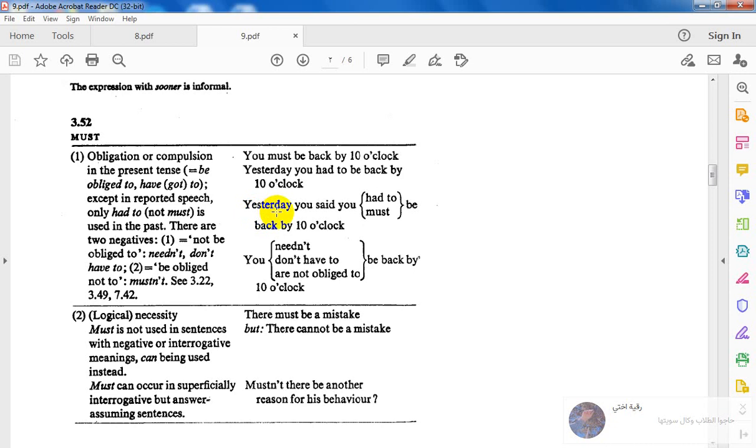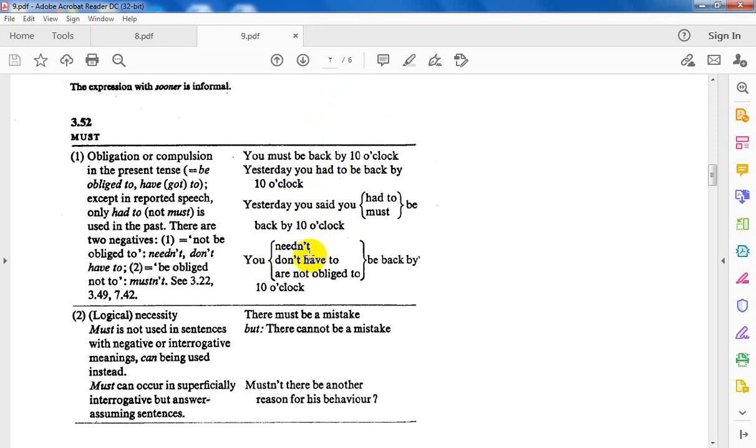But yesterday you said you had to, you must be. Why, yesterday here, do I use both of them? Because it is not a normal sentence. It is what? A reported speech. You see? You said. So you have the option to use either had to or must. But in this case you are obliged to use had to, not must at all.